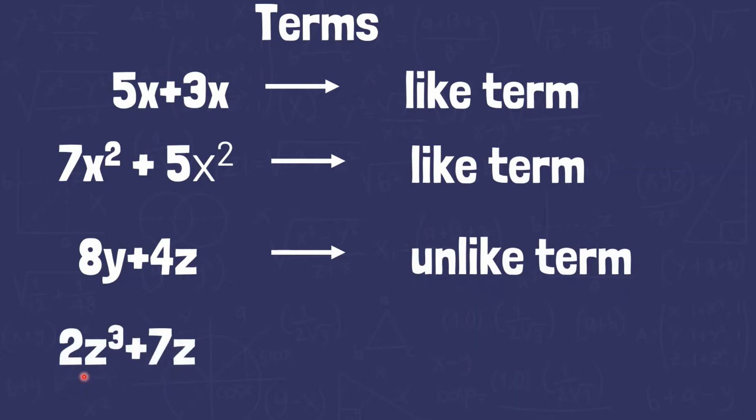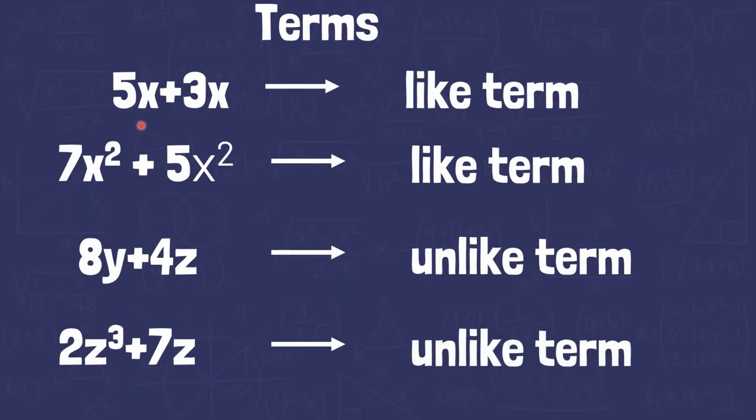The last one, 2z cubed plus 7z. Are the variables the same? Yes, they are. The second thing we're going to check, are the powers the same? This has the power of 3 and this has no power on it, which means it's a 1. So the powers are different on both of them. So this is also considered unlike terms.